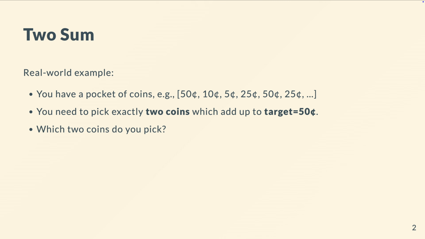Imagine you have a pocket of coins, like 50 cents, 10 cents, 5 cents, 25 cents, and so on. You must pick exactly 2 coins, not 1 coin or 3 coins. The 2 coins must add up to a target value, like 50 cents. Which 2 coins would you pick?